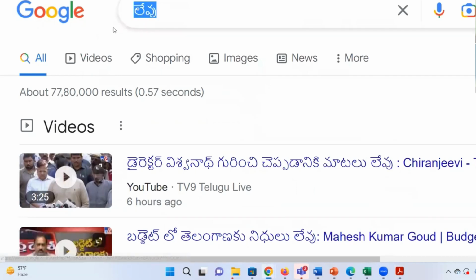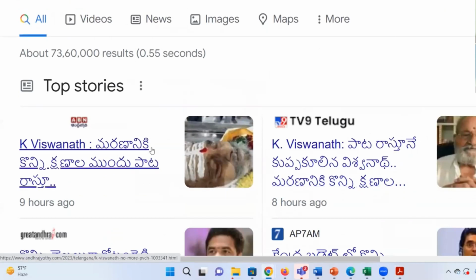Next one, konni. Konni means some, some of them, or a few. Let's get a random sentence. Again for the same person, you can read this one. Marananiki konni kshanala mundu paata rastu. Can you try? So I think this is saying, a few seconds before his death, he was writing a song. Paata rastu means while writing a song.